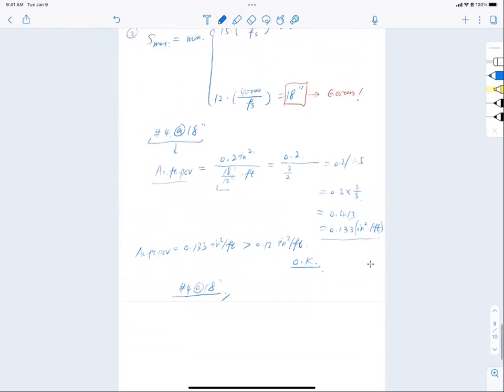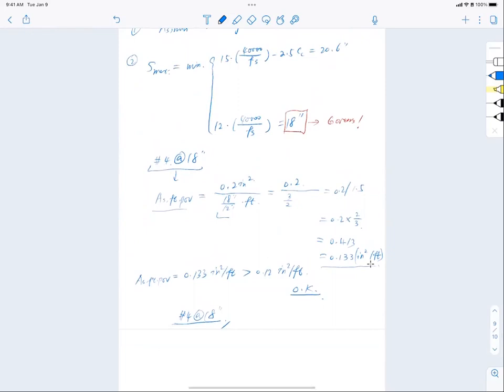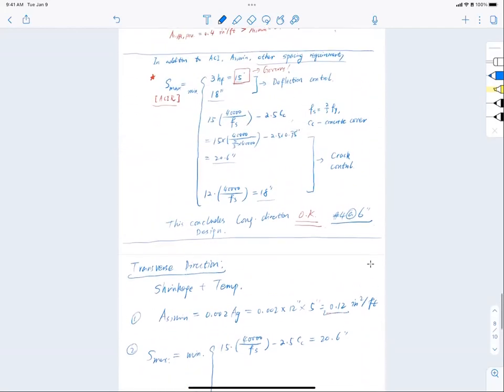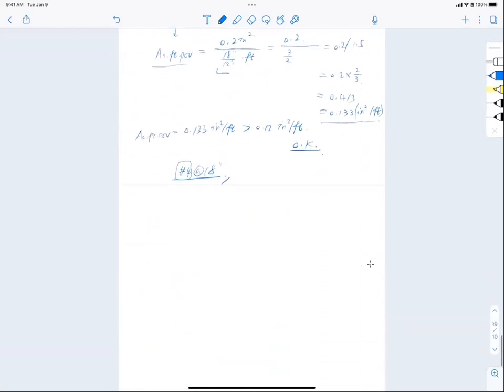And you may ask, Bob, why are you using number 4 bar size? Can you use others? Sure, I can, but it's just a lot easier to use the same bar for both directions, right? The other direction is number 4 at 6 inches, and this direction number 4 at 18 inches.